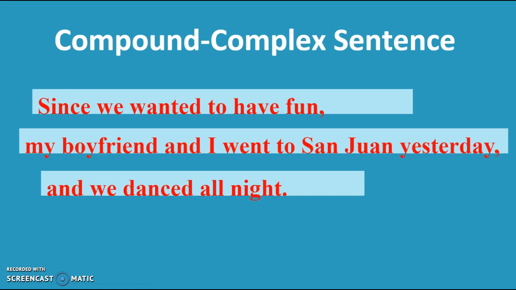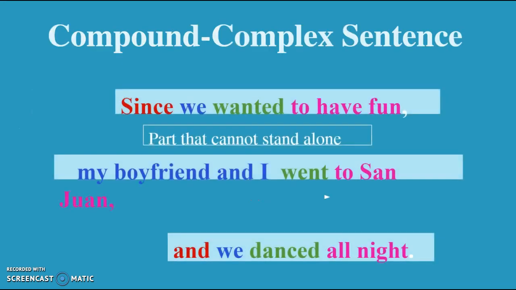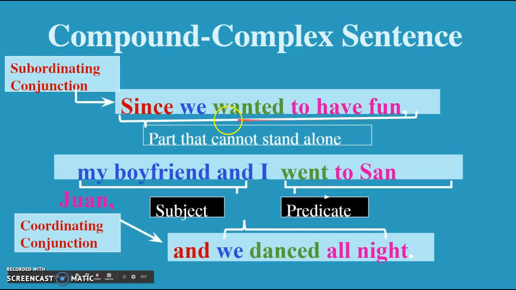Since we wanted to have fun, my boyfriend and I went to San Juan yesterday, and we danced all night. So this is a great example of a compound complex sentence because there are many sentences within one sentence. So many simple sentences joined together. Let's break it down a little further. Look at this first part. This first part is a dependent clause. It depends on the rest of the sentence. Since we wanted to have fun, I could not put a period here and call that a sentence because it does not stand alone because of the subordinating conjunction.